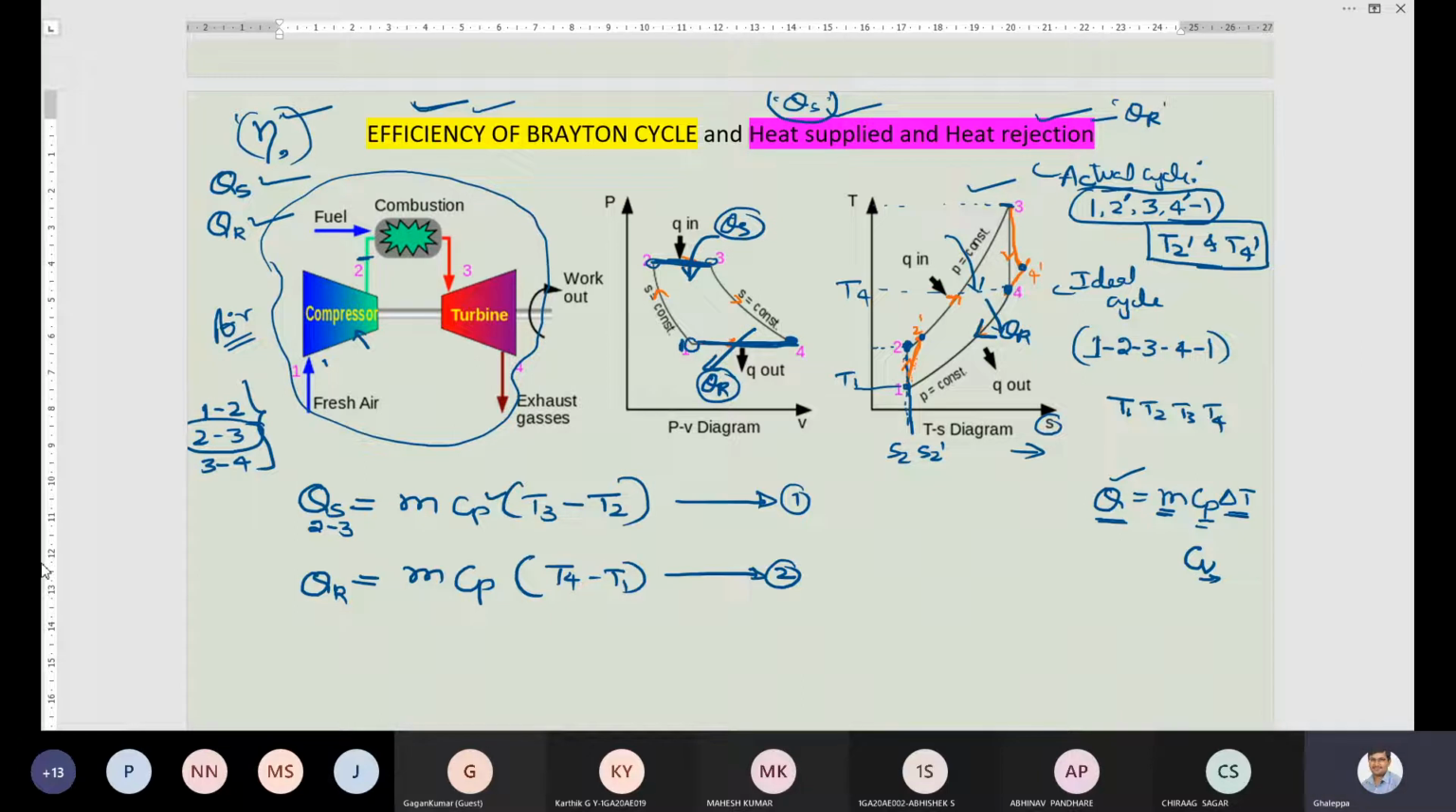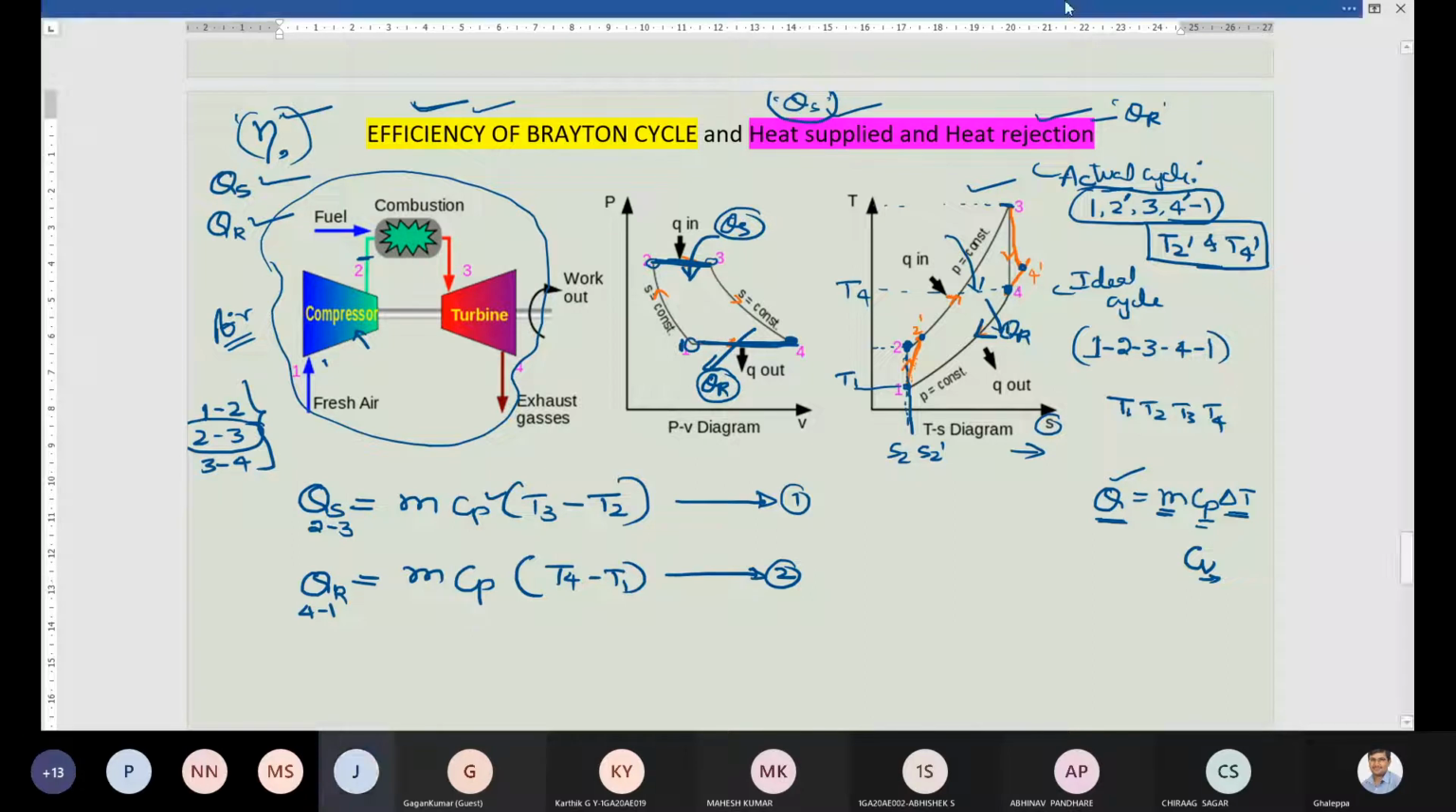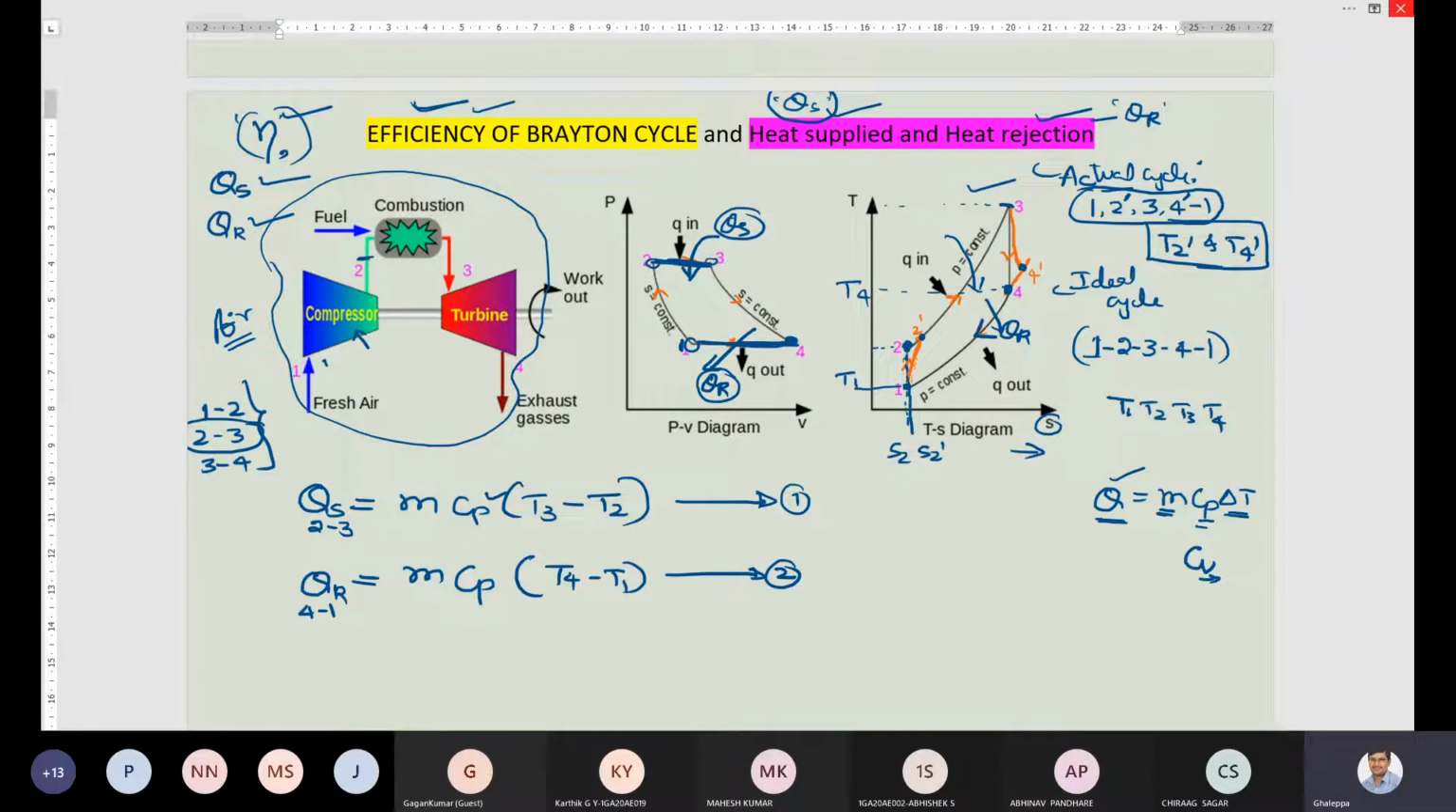Okay, dear students, equation 2 is for ideal case or actual case. Again, my question is about equation number 2, Q heat rejected 4 to 1. I have written this equation as m Cp (T4 minus T1). So I have written this equation for the ideal case or actual case? Ideal case.